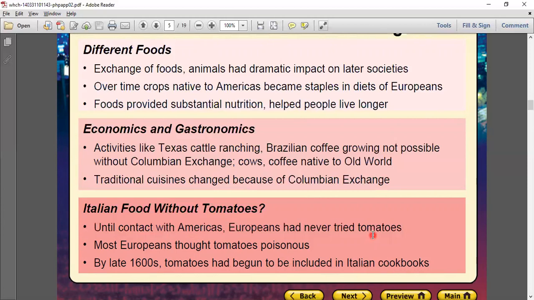So we're talking about the Columbian exchange, a change in plants, animals, and even diseases, and this made a great change in society, for both the Europeans and the Americans.